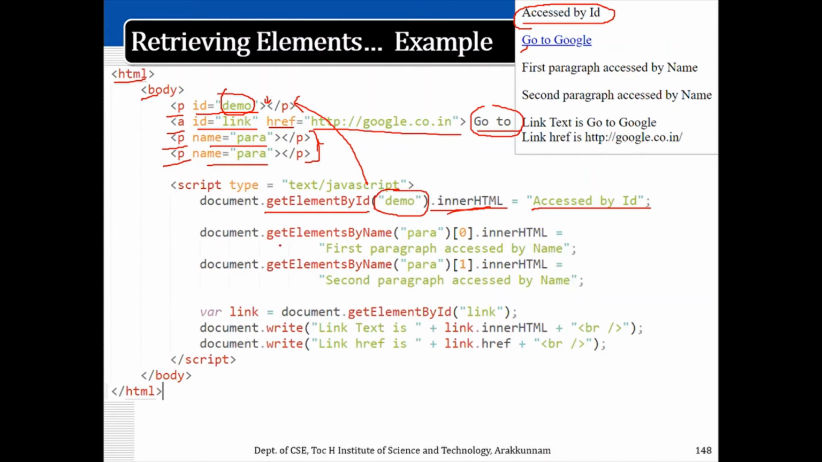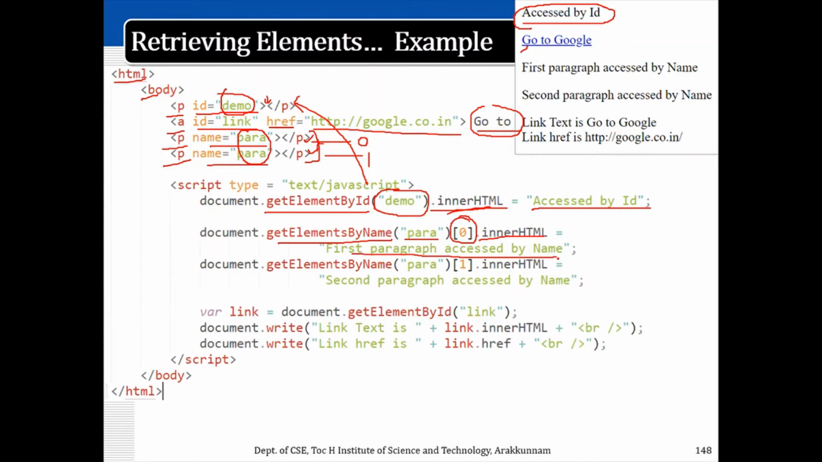The second one is getElementsByName. So here I have given para as the name for 2 p tags. So I am giving para as the parameter, that is the name of the tag, and I set this as an array. This will be retrieving 2 values: this first paragraph and this second paragraph. So this will have an index 0 and this will have an index 1.